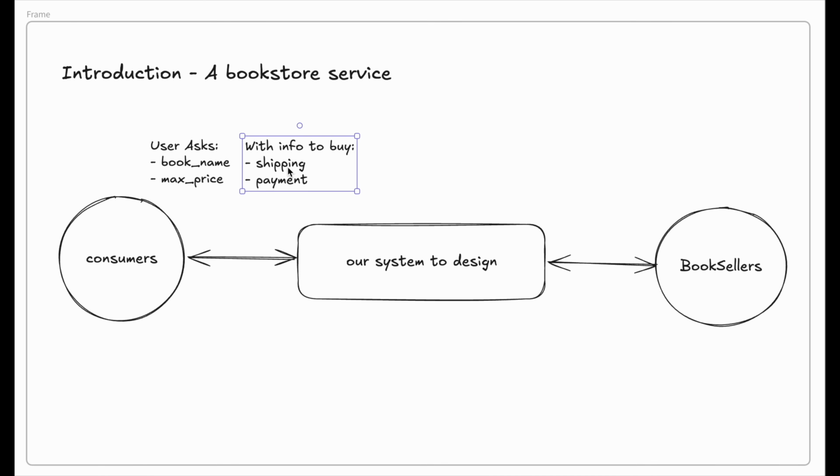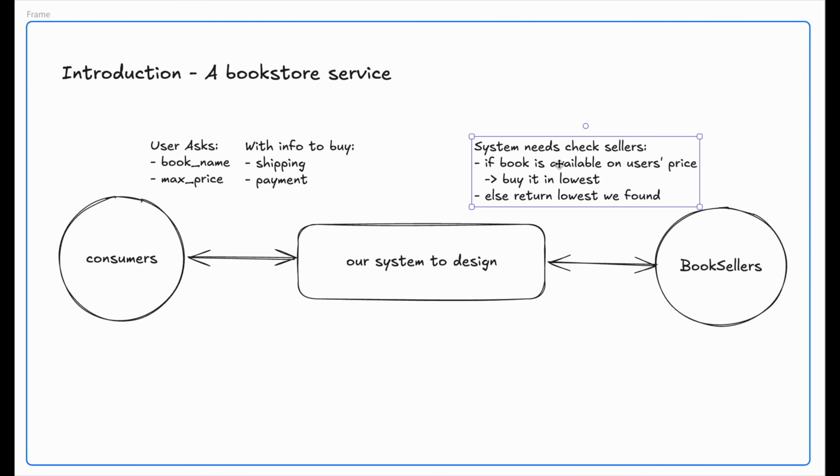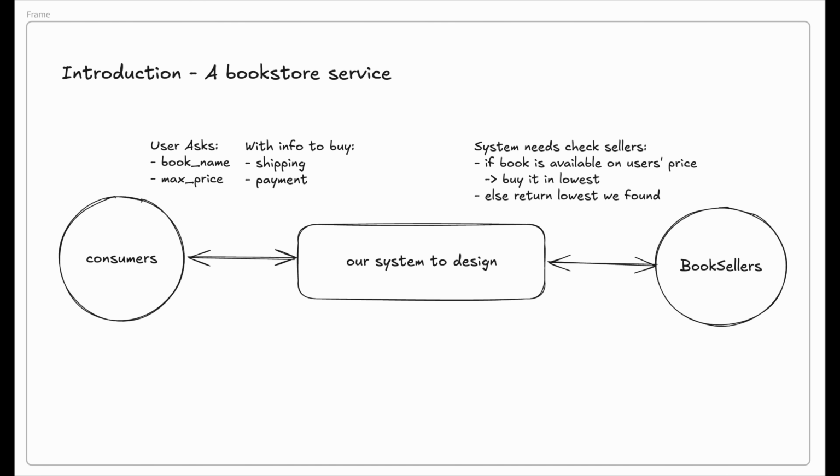Our service then reaches out to many booksellers in parallel. If any of them offer the book at or below the user's price, we go ahead and buy the cheapest one automatically, and later tell the customer which seller was used and for how much. If none of the sellers meet the price cap, they still respond with the lowest price found, so the customer can choose whether to retry or wait.